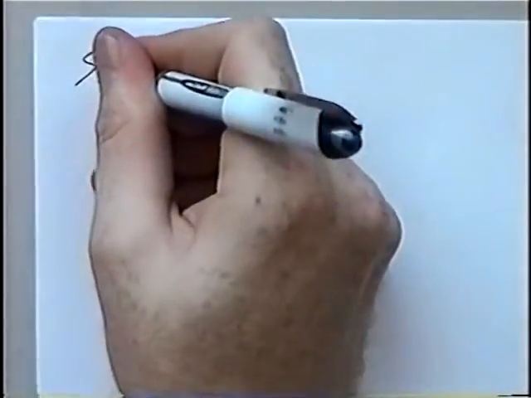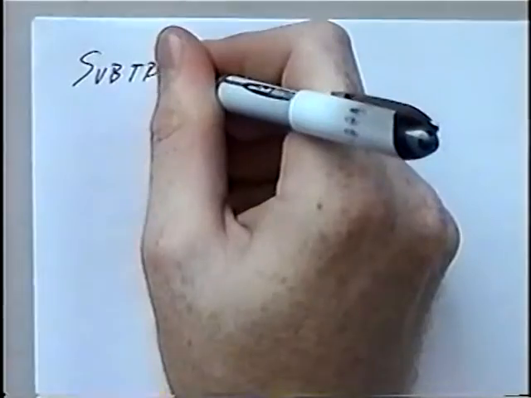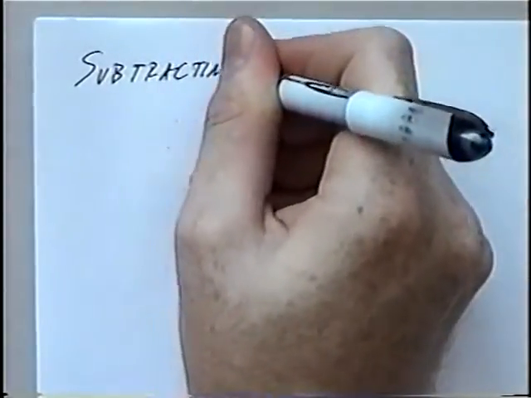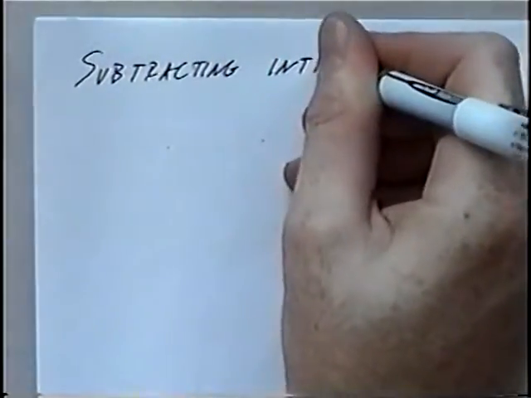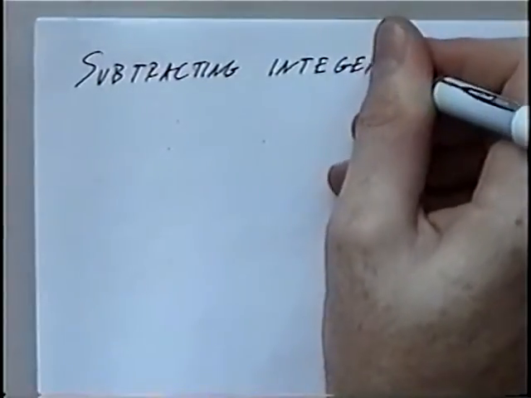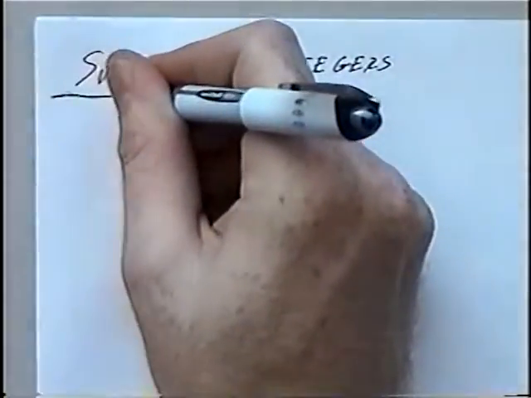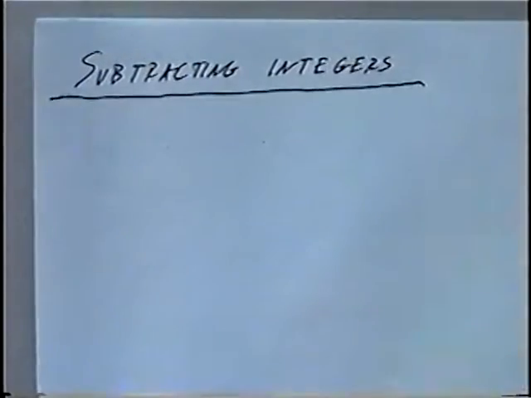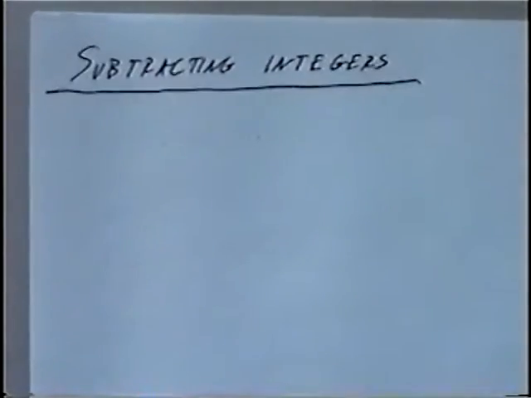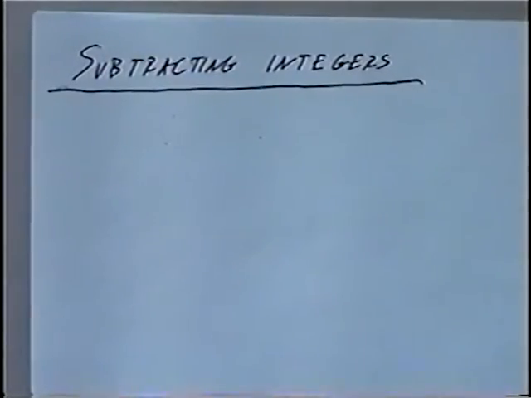Title of the first section today is Subtracting Integers. And again, integers are any positive or negative numbers, but do not include decimals or fractions. We'll start today again by doing number tiles with the red and black colors.